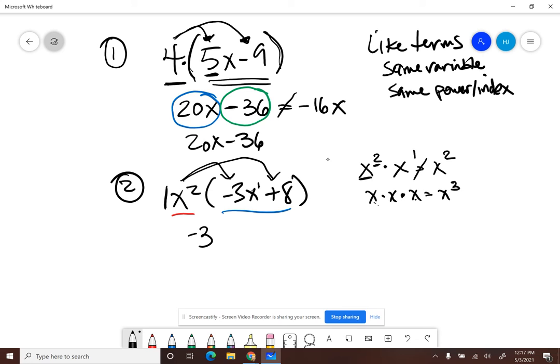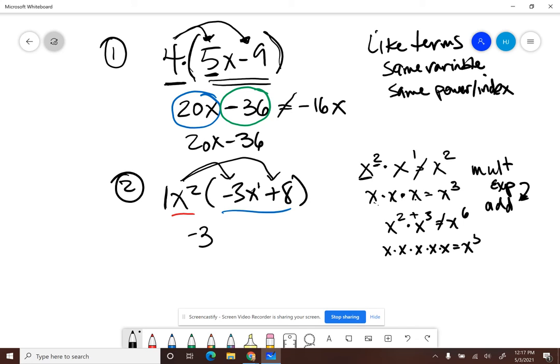But what you do when you multiply exponents, okay, when you multiply exponents, you actually add them. So in other words, if you had x squared times x to the third, again, that is not x to the sixth, but you're actually going to add these two exponents together. And again, we can kind of expand that out so you can see it. So x squared times x to the third is actually x to the fifth, okay? So we add the exponents.